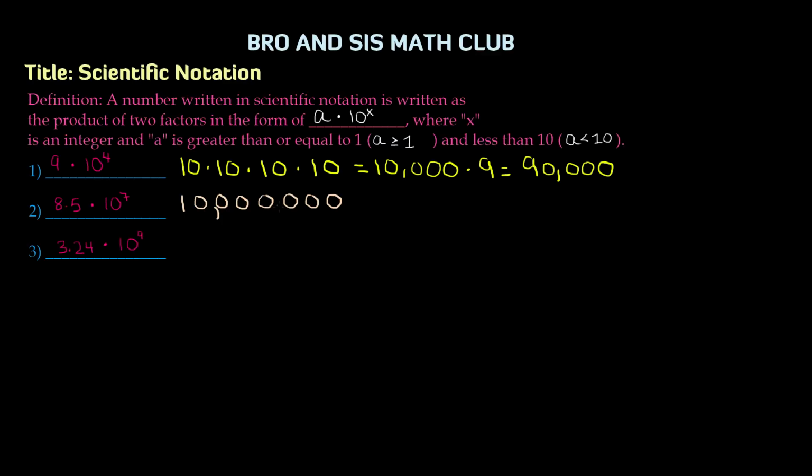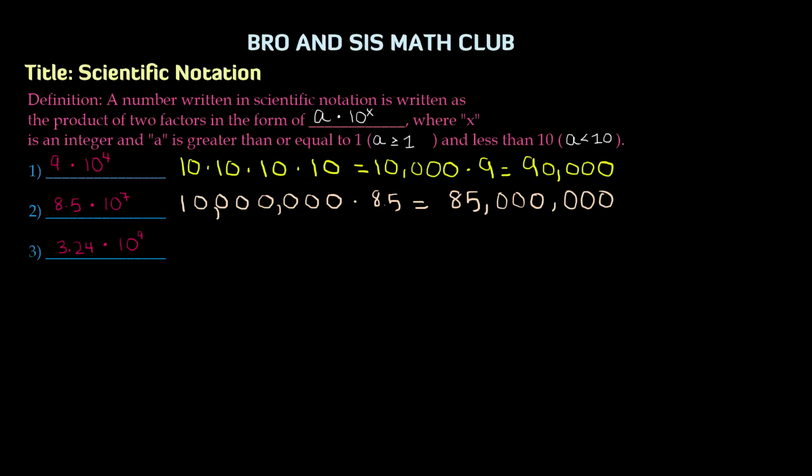So 7 zeros, that would make it 10 million. So 10 to the power of 7 is 10 million, and then if we were to multiply that by 8.5, that gives us 85 million. And that is actually a really big number as compared to 90,000, right? So the larger the value of the exponent is in our scientific notation, the larger the number is going to be in standard form.